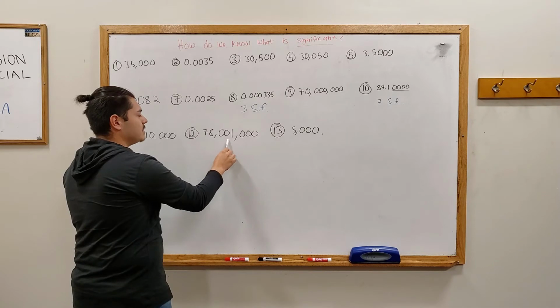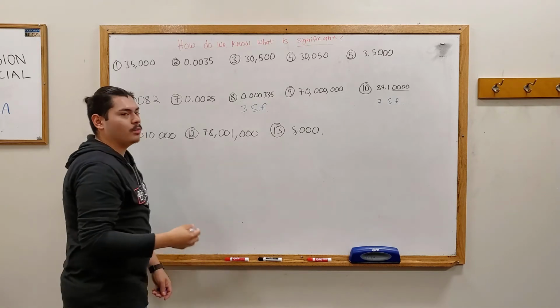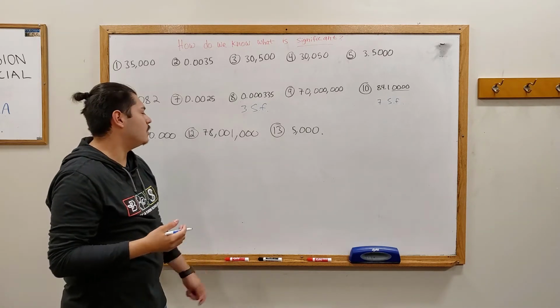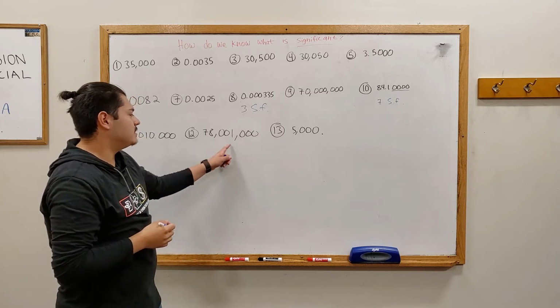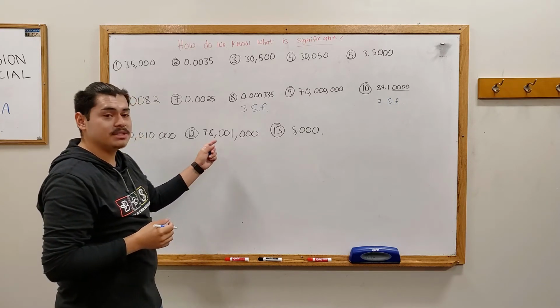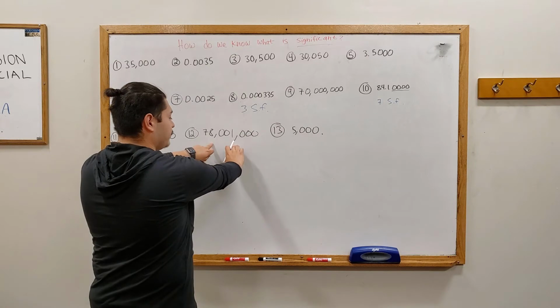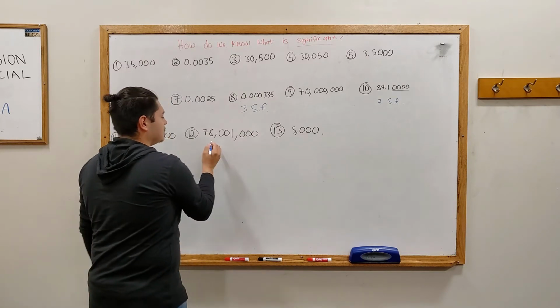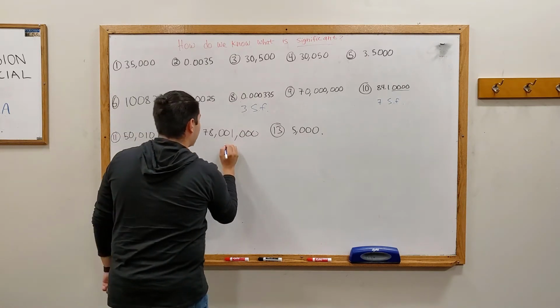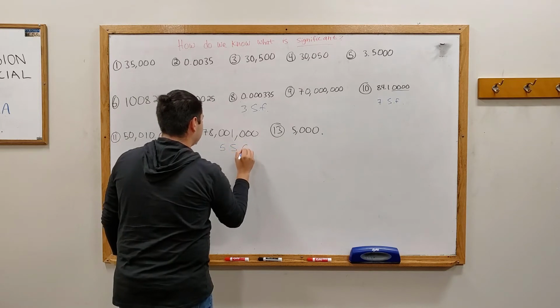Looking at this one, there's a third rule that now falls into place. The numbers in between, if it's a whole number like 1, 2, 3, 4, 5, are always going to be significant, and the zeros in between are also significant when they're sandwiched between those numbers. So with this number, we're going to have 5 significant figures.